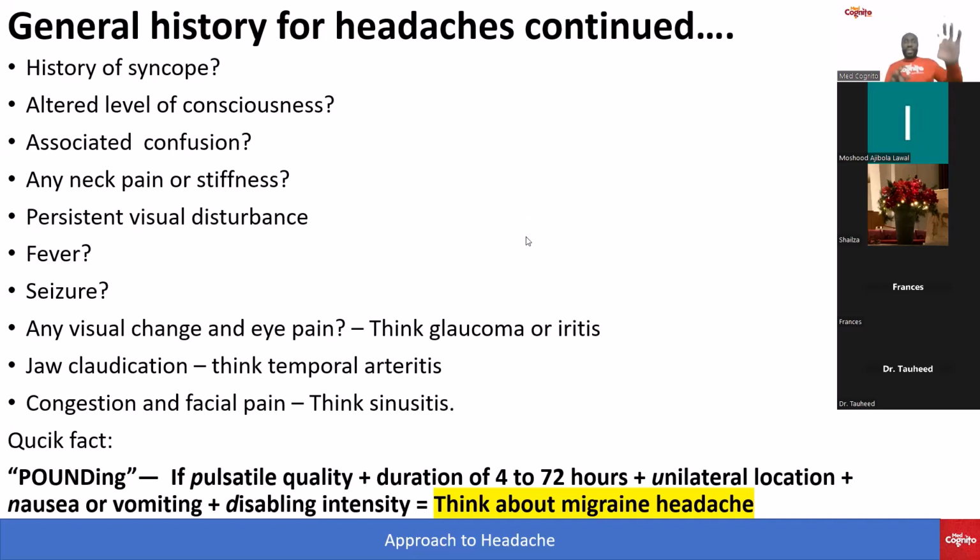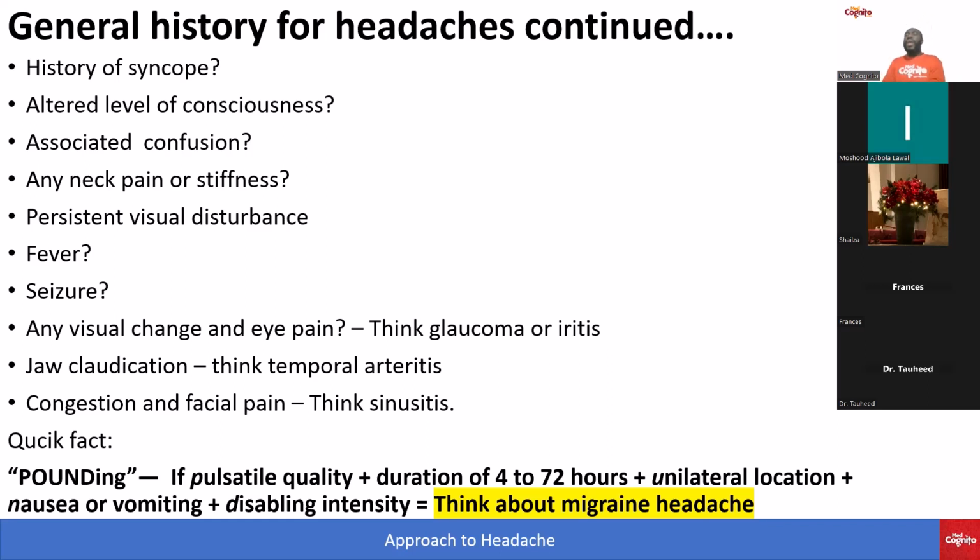Okay, good. Headache with any visual change or eye pain: think about glaucoma, think about iritis. Headache with jaw claudication, headache when the patient is trying to comb the hair: think about temporal arteritis. Headache with congestion, nasal discharge, facial pain: think about sinusitis.